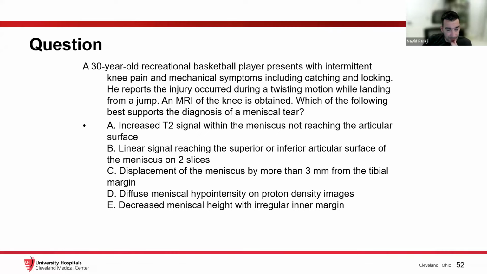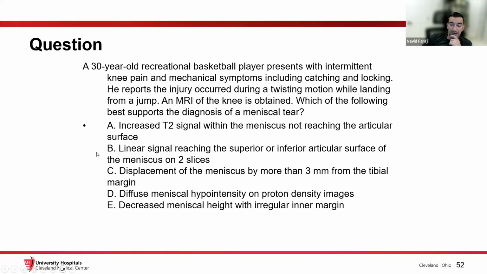So here's another question for you. 30-year-old rec basketball player, intermittent knee pain, mechanical symptoms, twisting motion injury. MRI was obtained. Which of the following best supports a diagnosis of a meniscal tear? Is it increased T2 signal within the meniscus not reaching the articular surface? Is it linear signal reaching the superior or inferior articular surface on two slices? Is it displacement of the meniscus by more than 3 millimeters from the tibial margin? Is it diffuse meniscal low signal intensity, or is it decreased meniscal height with irregular inner margin? Give you a second to think on that one.